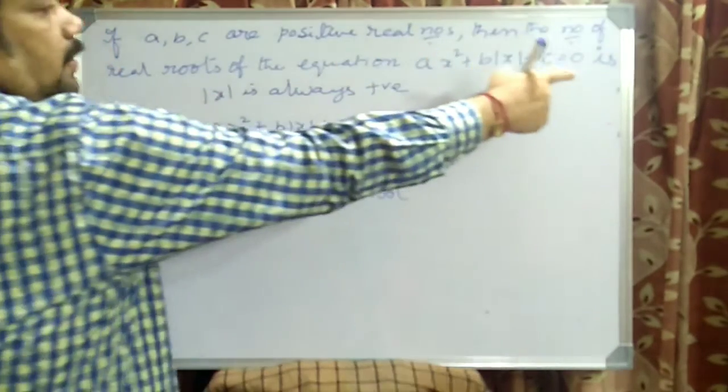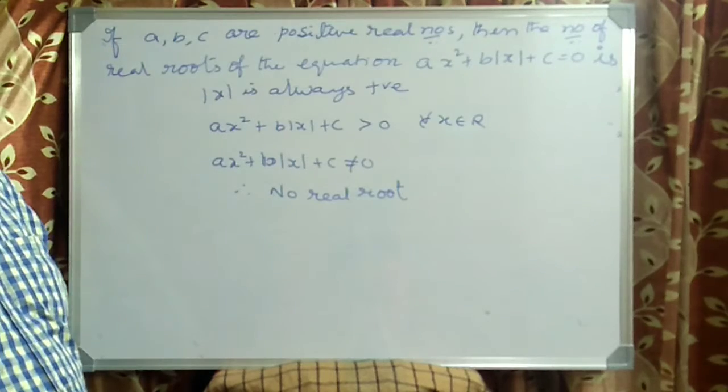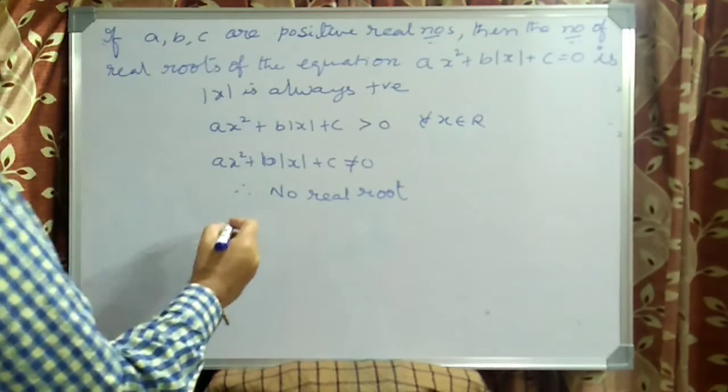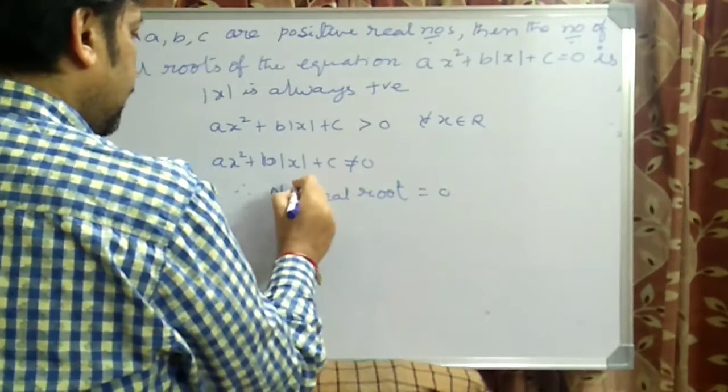If you are asked about the number, it will be 0. So the number of real roots is equal to 0.